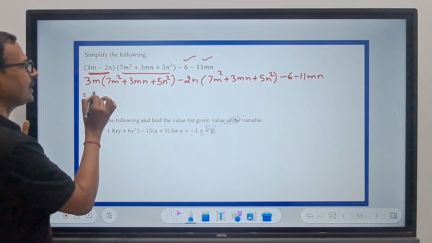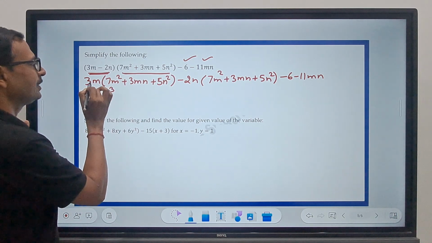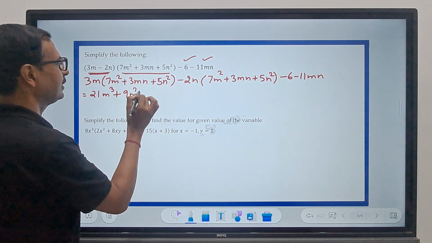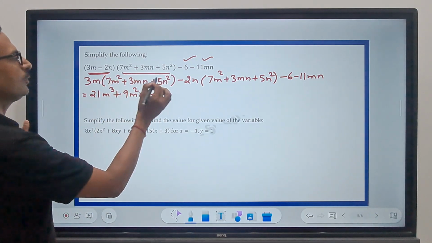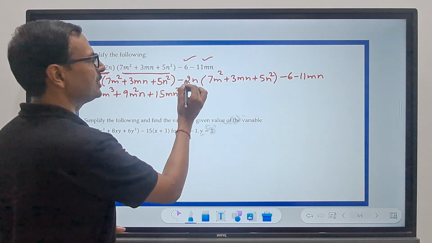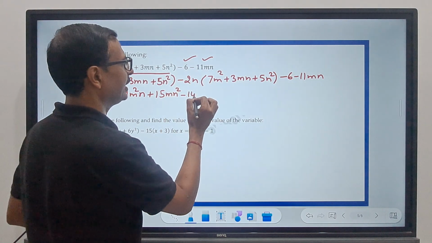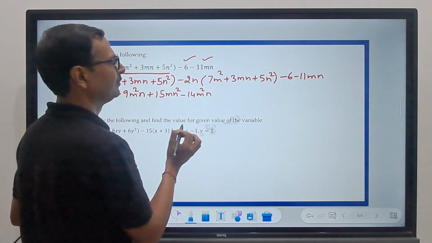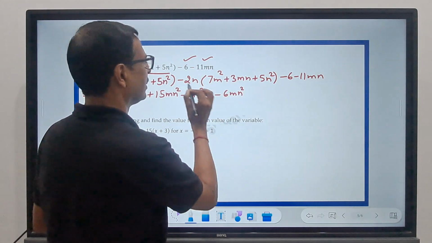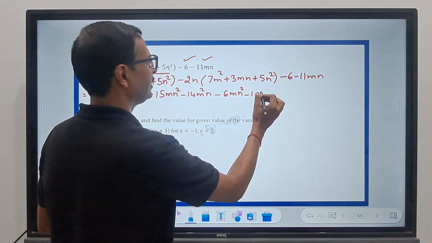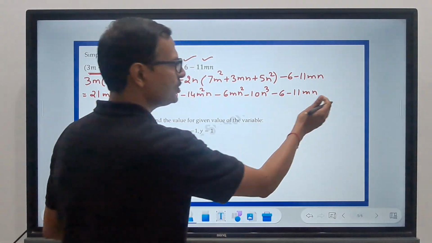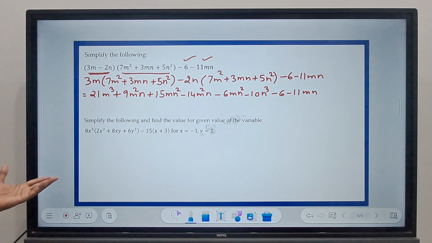So let's remove the brackets. 3m into 7m square is 21m cube. 3m into 3mn is 9m square n. 3m into 5n square is 15mn square. Minus 2n into this is minus 14m square n. This into this minus 6mn square. This into this minus 10n cube. And minus 6 minus 11mn is not going to change. And now look for like terms and you will have your answer.